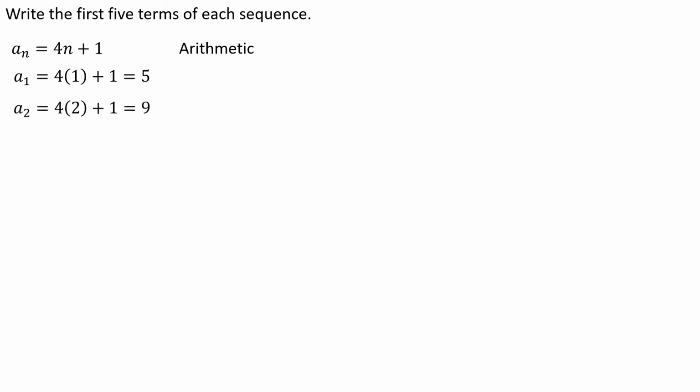The other thing I want to have you do today is write the first 5 terms of each sequence. So let's do a few examples. Let's pretend the nth term is 4n plus 1. You might recognize this as being arithmetic because this one goes by 4 every time. Okay, so what's the first term? Well, I have to do 4 times 1 plus 1. I get 5. What's the second term? 4 times 2 plus 1 gets me 9. And I should say, oh yeah, it's going to keep going up by 4. So I'm going to speed things up here.